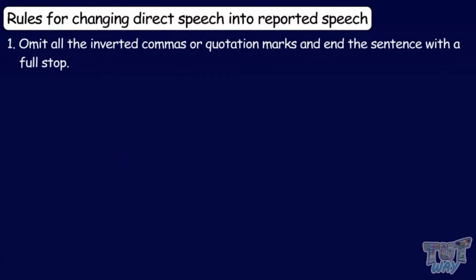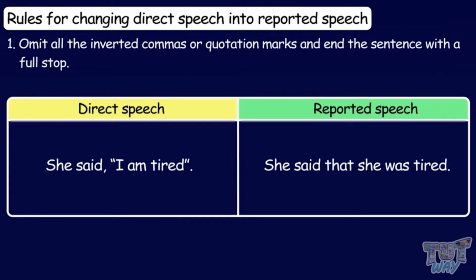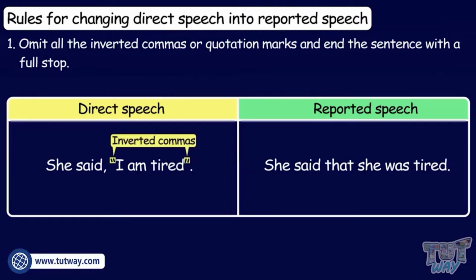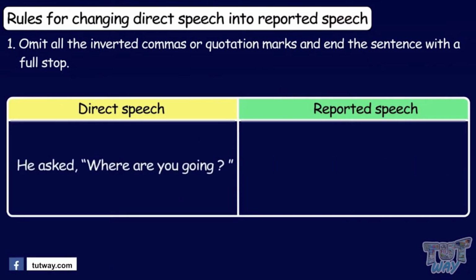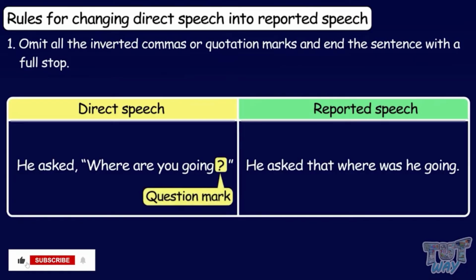Now, let's look at some of the rules for changing direct speech into reported speech. Omit all the inverted commas or quotation marks and end the sentence with a full stop. For example, she said, "I am tired." She said that she was tired. We notice that the inverted commas are omitted and the sentence is ending in a full stop. He asked, "Where are you going?" He asked that, where was he going? Here also, the direct speech has a question mark, but we omit the question mark in the reported speech.